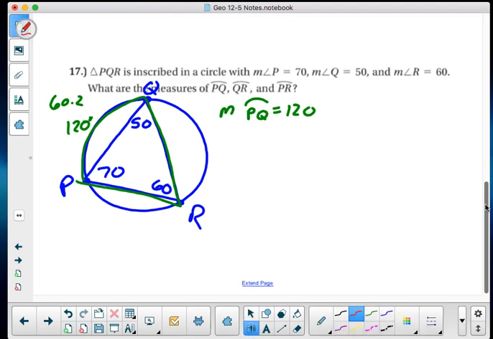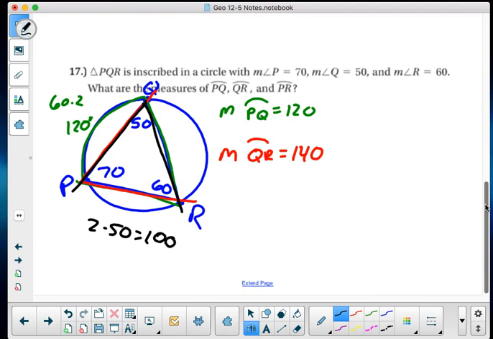Now let's look at QR. My measure of arc QR is going to equal 140 because that's 2 times 70. And then my last one here, I'm looking at arc PR. And that's across from Q. And that's going to be 2 times 50 again. And that's 100. So the measure of arc PR is equal to 100. And these are all degrees.